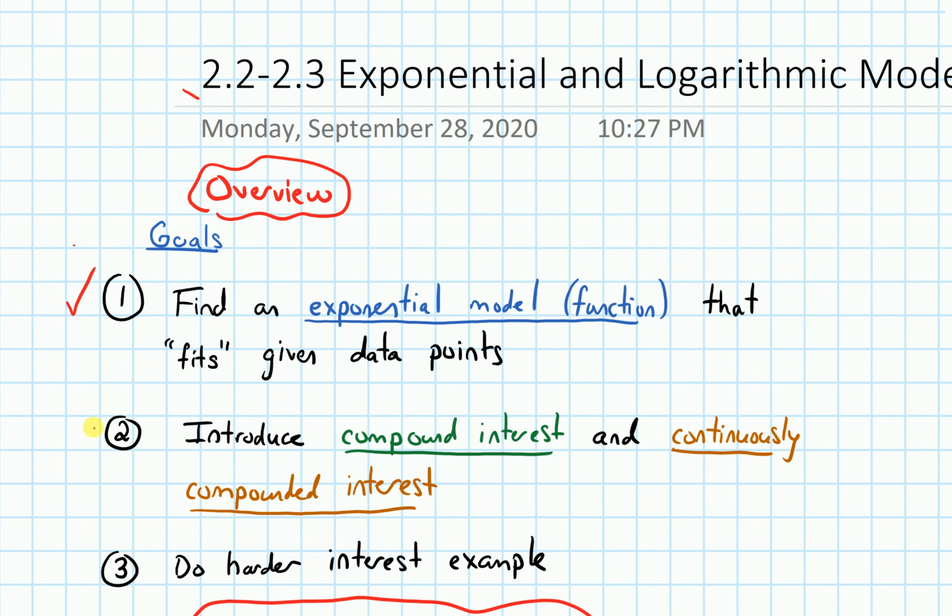All right, so we've finished goal 2. We've introduced this idea of compound interest and talked about what continuously compounded interest is.